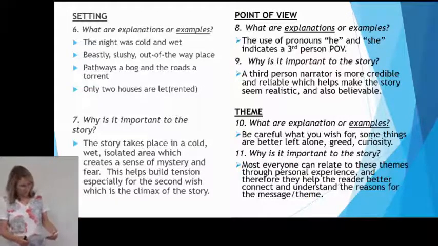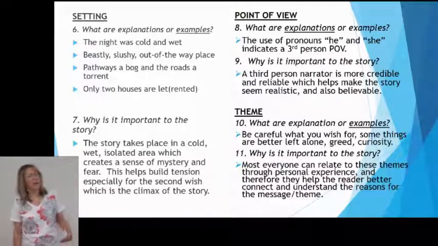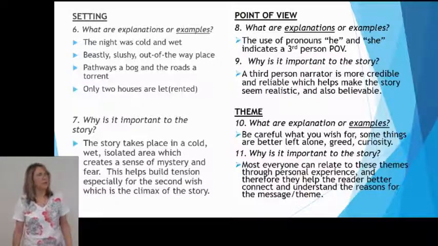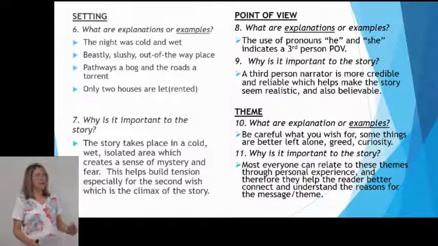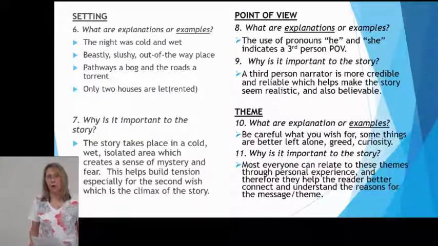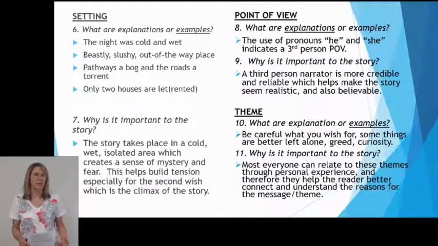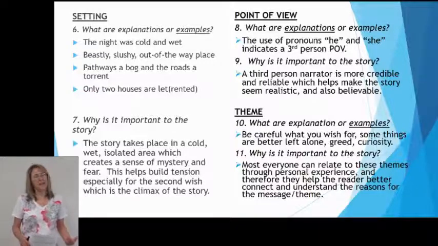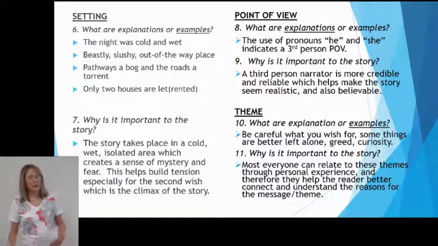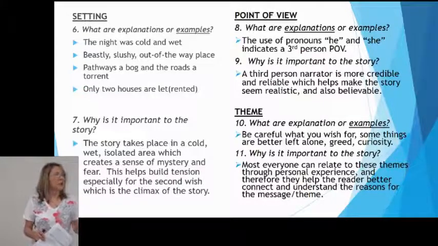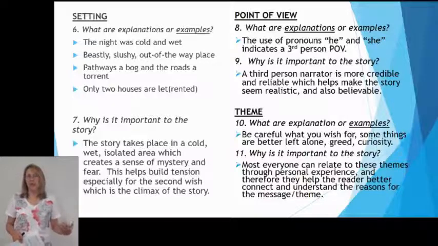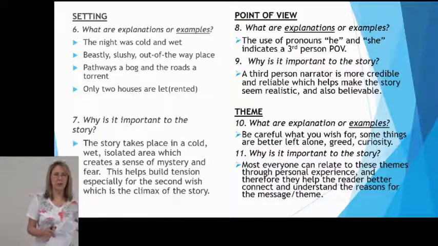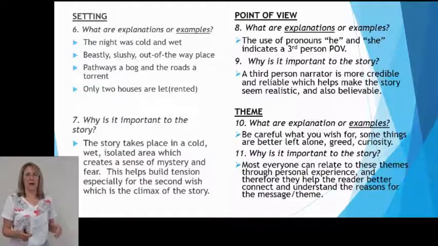Next, we're going to talk about our point of view. Again, same questions. What are some explanations or examples? We're going to use some explanations here. So in trying to understand the point of view, I often look at the types of pronouns that are used. Okay, are they talking about we, or are they talking about he and she? Okay, and in this particular case, they're saying he and she, and that indicates a third person is narrating the story. So that means they are outside the action of the story, and they're telling the story, all right?